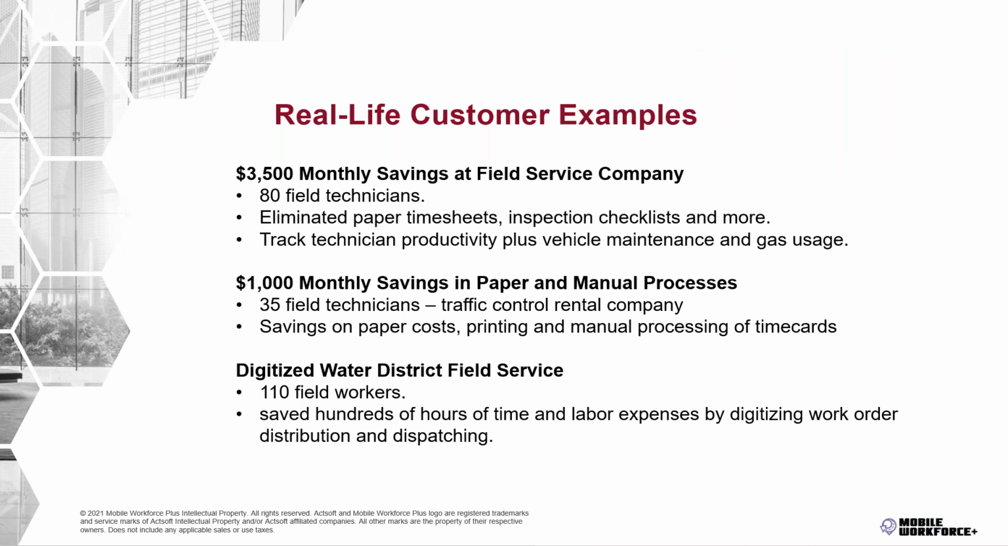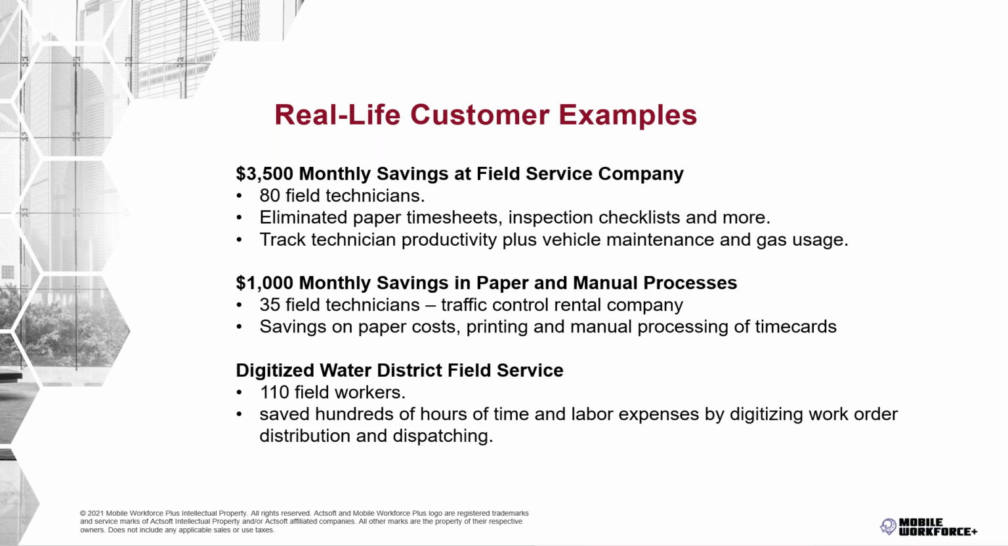So we have some real life customer examples, just 3 of them that we'd like to talk about. First one is a field service company. They have 80 field technicians. They eliminated the paper timesheets and their inspection checklists. And they've also decided to track their technicians' vehicles. And so they've been able to look at the productivity of not only the technician, but also vehicle maintenance, as Kyle mentioned, and gas usage. Gas usage being the idle times and things like that. And right now they're experiencing about a $3,500 monthly savings.